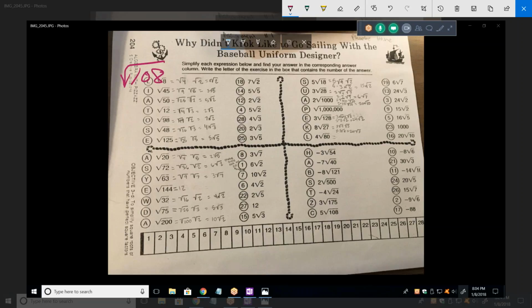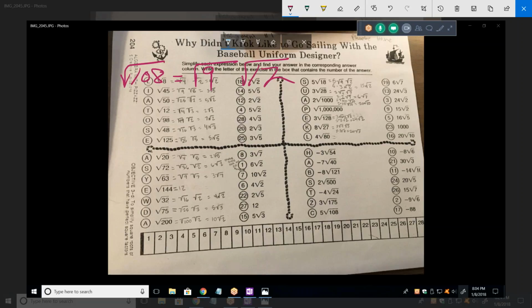Okay? And these add to 9. So 1 plus 0 plus 8 equals 9. That means the number 108 is divisible by 9. So I know that I can pull at least a 9 out of there. And when I divide 108 by 9, I get 12.